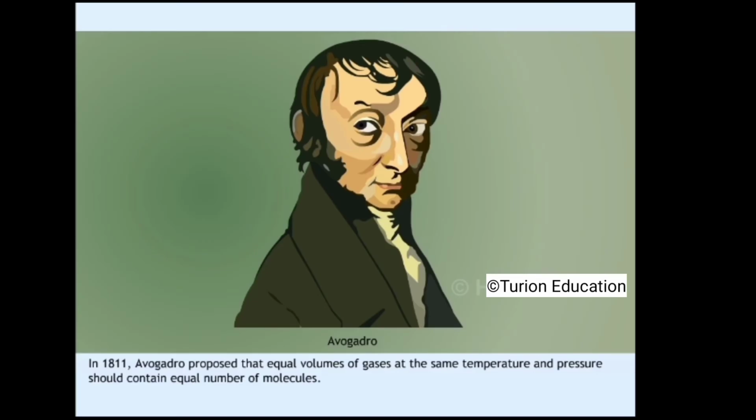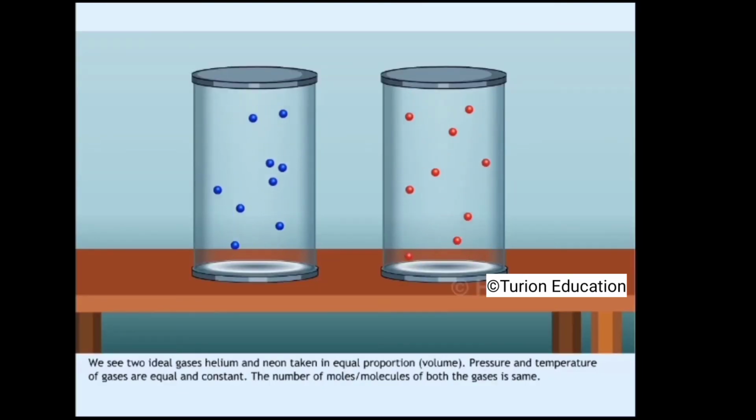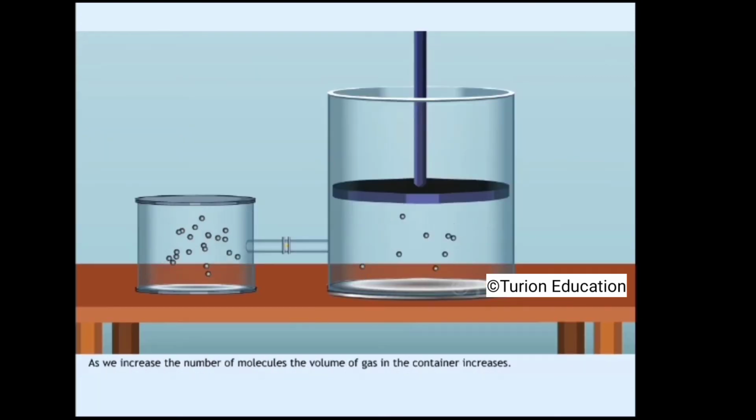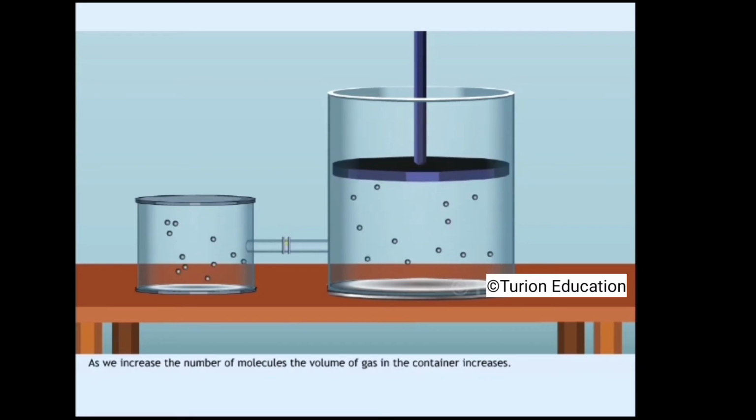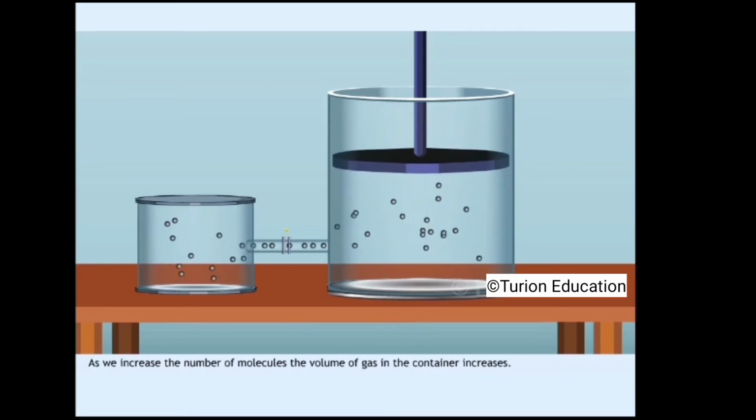Avogadro Law. In 1811, Avogadro proposed that equal volumes of gases at the same temperature and pressure should contain equal number of molecules. We see two ideal gases, helium and neon, taken in equal proportion. Pressure and temperature of gases are equal and constant. The number of moles or molecules of both the gases is the same. As we increase the number of molecules, the volume of gas in the container increases.